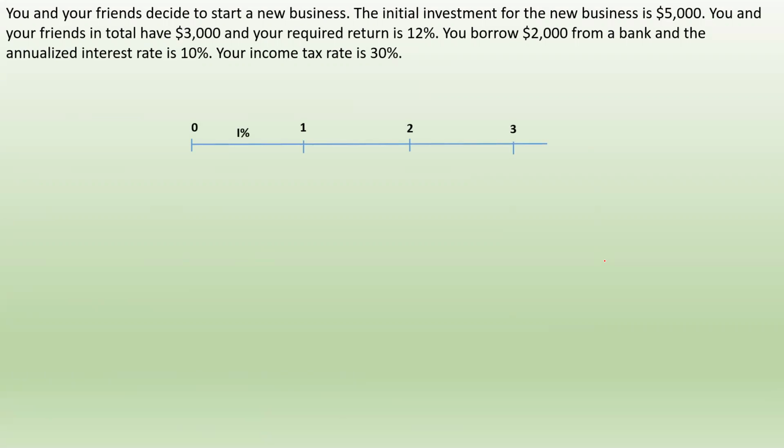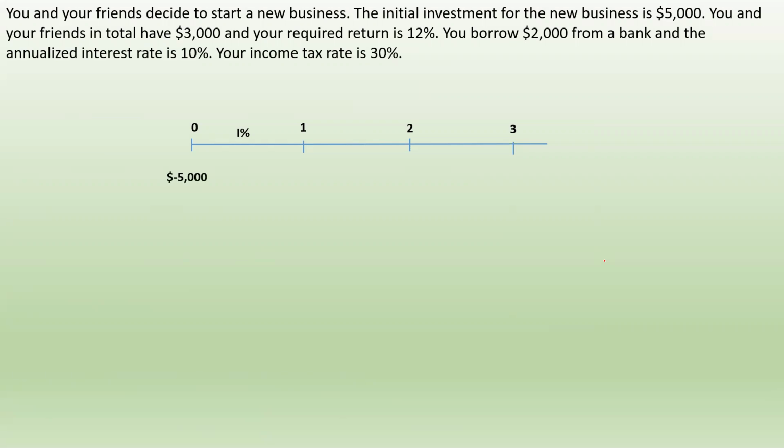So think about you and your friends deciding to start a new business, and you will invest $5,000 upfront. You and your friends in total have 3,000, and you expect a 12% return. And you borrow 2,000 from the bank, and the annualized interest rate is 10%. Your income tax is 30% because you're a partnership, so the tax will be just your income tax.